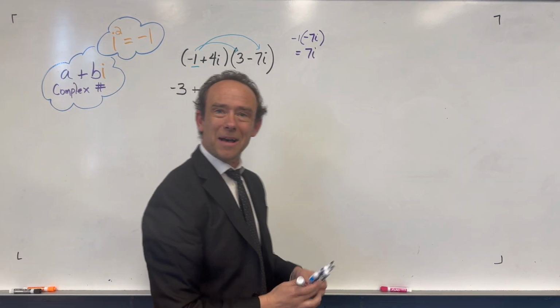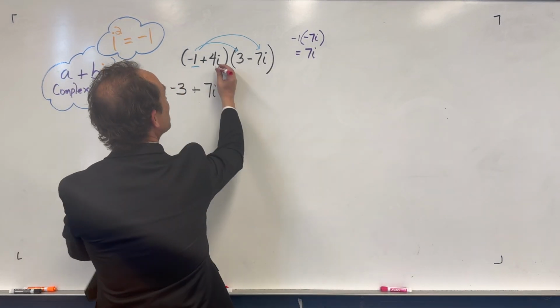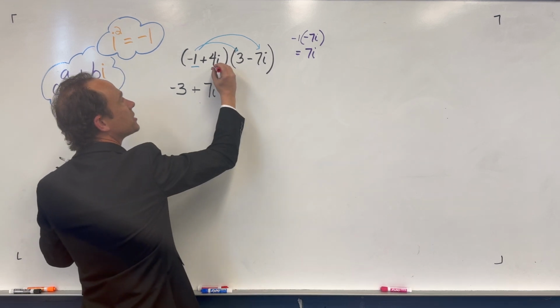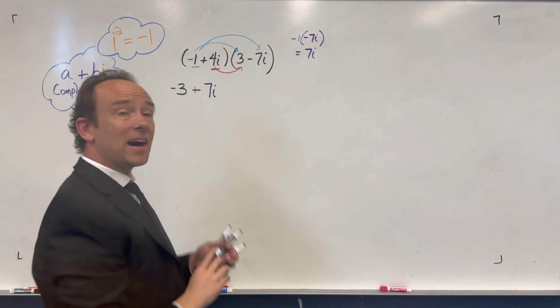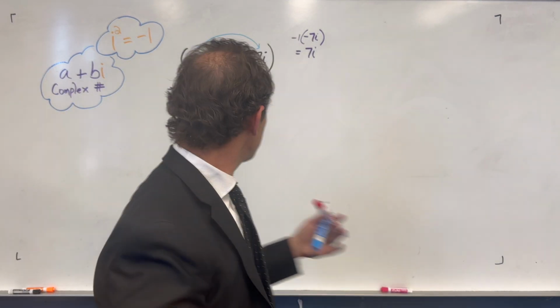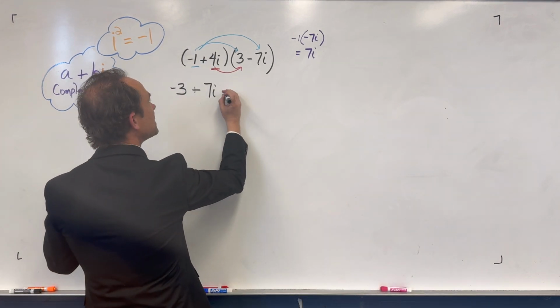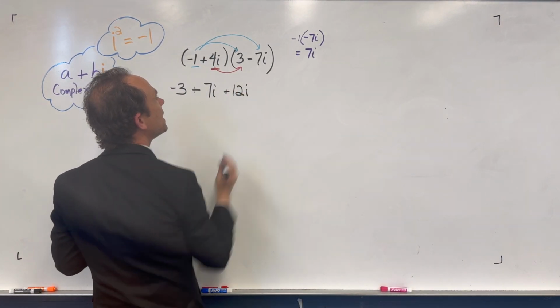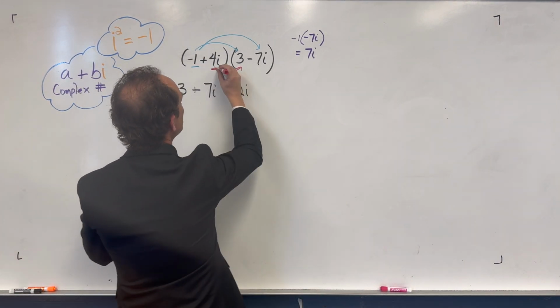Distributed it in a couple times. Let's go to the second. I got 4i. You're going over there, buddy. 4i times 3 is gonna be 12i, plus 12i. All right, one more to go.